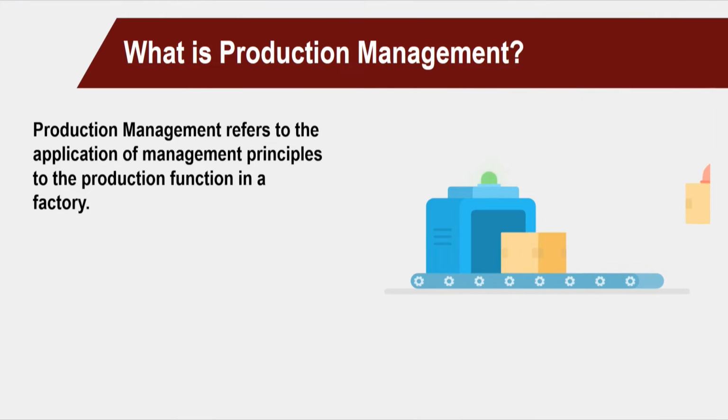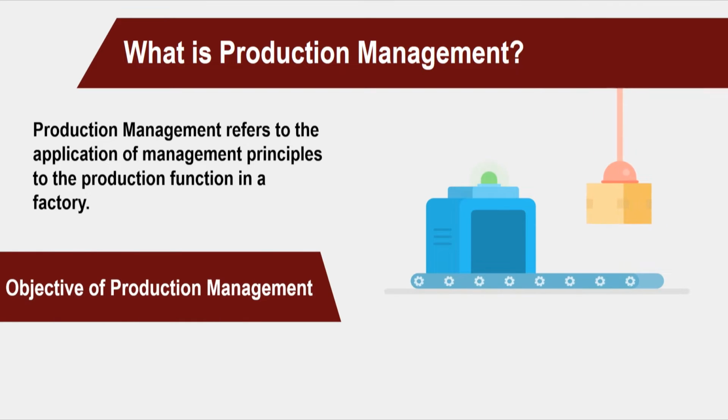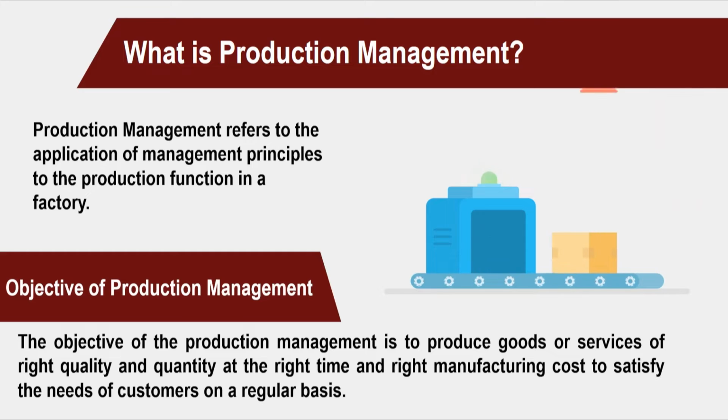Well, production management refers to the application of management principles to the production functions in a factory. In other words, production management involves application of planning, organizing, directing and controlling to the production process. The objective of production management is to produce goods or services of right quality and quantity at the right time and right manufacturing cost to satisfy the needs of customers on a regular basis. A production manager must ensure that the right production plan is followed during the production process.